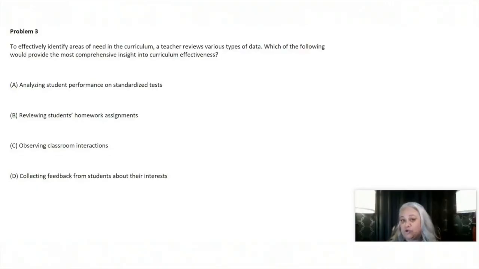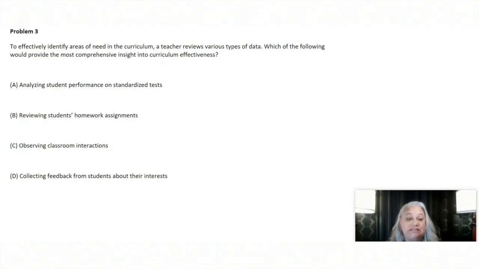However, we need to be sure to read and get rid of the other answer choices that may not be the best fit. B, reviewing students' homework assignments. Reviewing a homework assignment doesn't really show us anything other than what the student did at home, and they possibly had some help with the activity. Therefore, we're not really sure how effective the curriculum is based on their homework assignments. This is not the best choice.